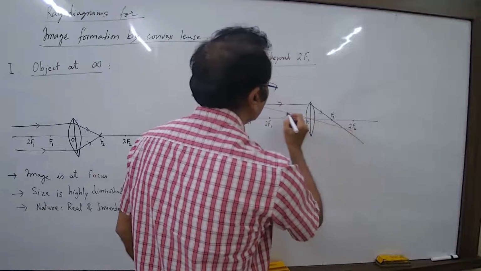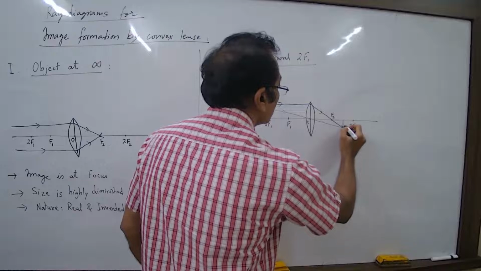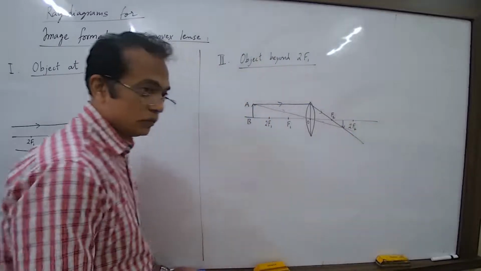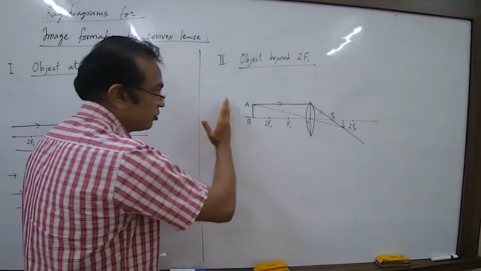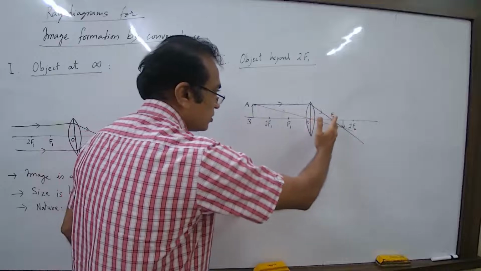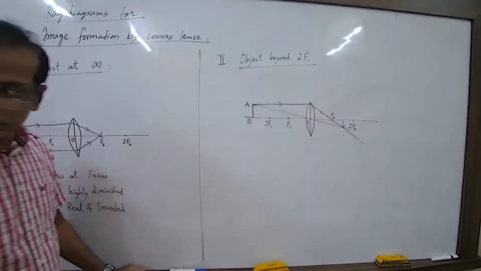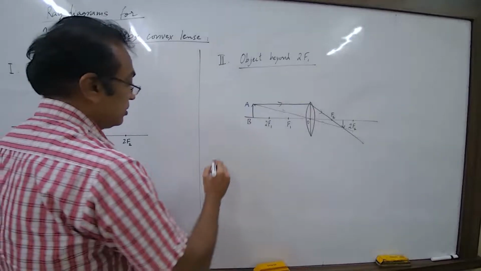Okay, so where is the image position between F2 and 2F2? So what is the pattern? As the object comes nearer to the lens, the image goes away from the focus. So what is the image position?